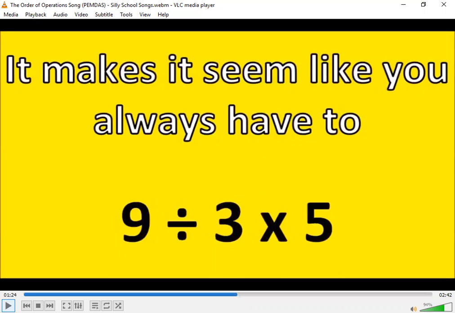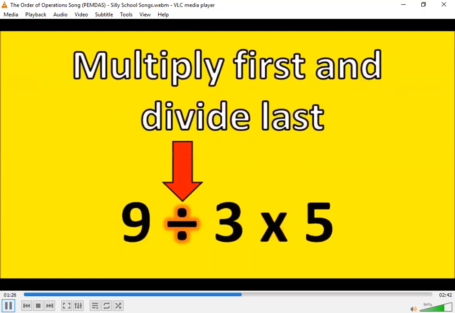In front of you, you have 2 operations, right? Divide and multiply. We are going to move from left to right. Which one comes first? Divide. So we have to start with divide, which means 9 divided by 3 will be equal to 3.